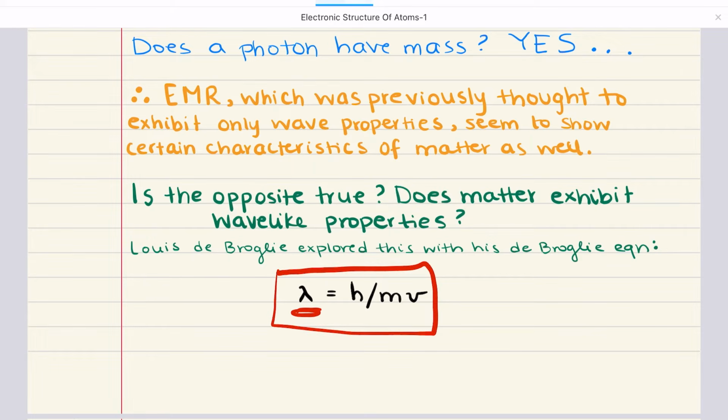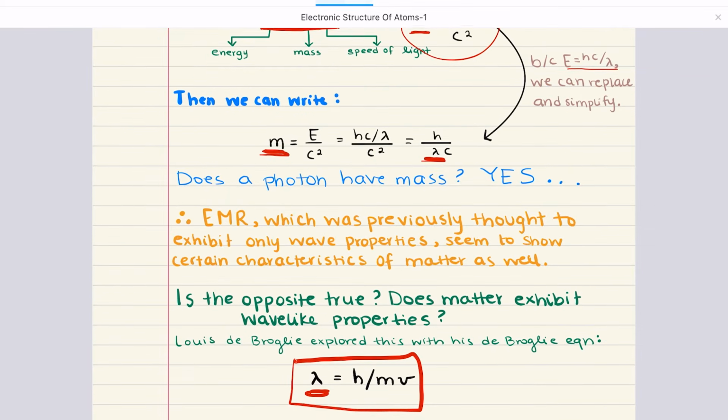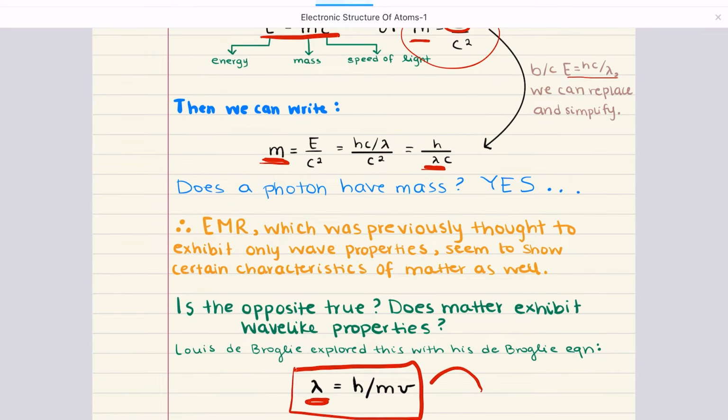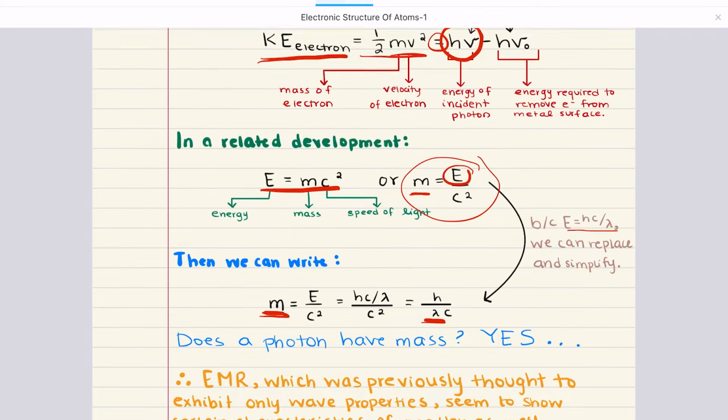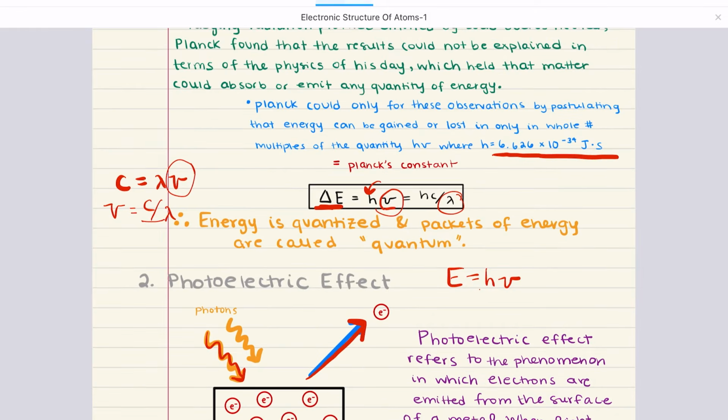Now, so far, the important equations to take away are this de Broglie equation right here that relates wavelength to mass, frequency, and Planck's constant. And then this equation right here as well, which relates energy to frequency and also relates energy to wavelength. These are the two important equations that you should definitely commit to memory.